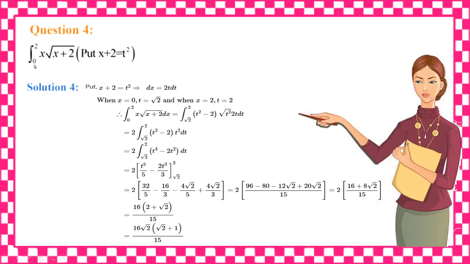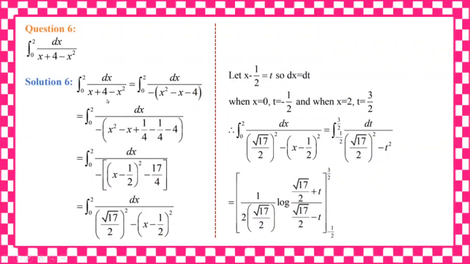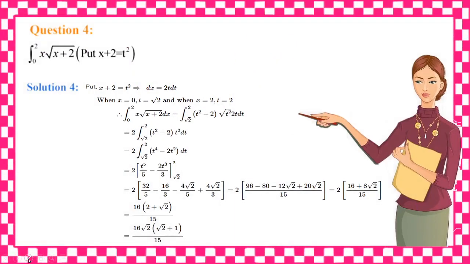Question number 4. 0 to 2, x into under root x plus 2. Here we have to assume x plus 2 as t square. If we assume x plus 2 as t square, let's take the derivative, dx is equal to 2t dt.